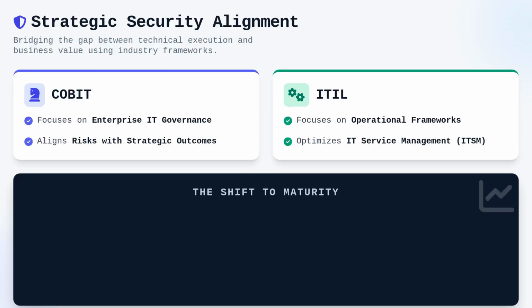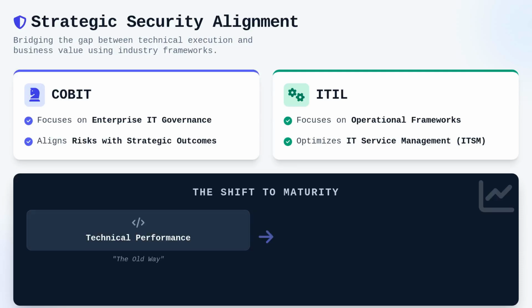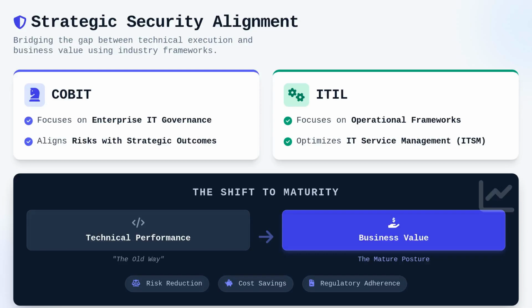When you can present security initiatives in terms of risk reduction, operational cost saving, or regulatory adherence, you change the way leadership perceives your department. Shifting the conversation from technical performance to business value is the hallmark of a mature security posture.